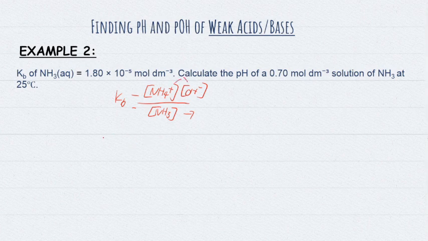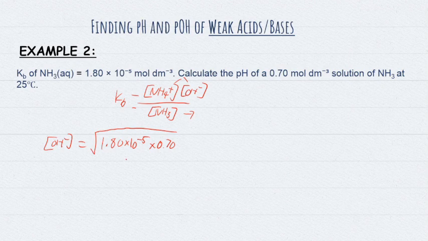So what we're going to do is 1.80 times 10 power minus 5. In fact, I'm going to skip some steps. Then we have OH minus equals to square root of this, right? You see, it's the same idea. But now, remember, this is OH minus. You then get pOH and not pH: minus log of 1.80 times 10 power minus 5 times 0.70.